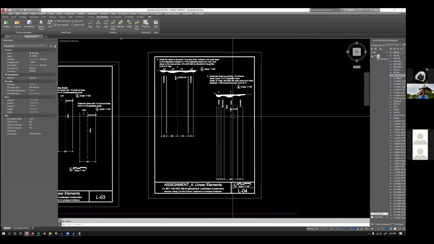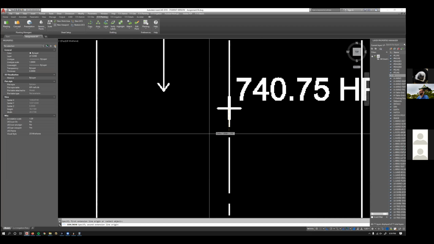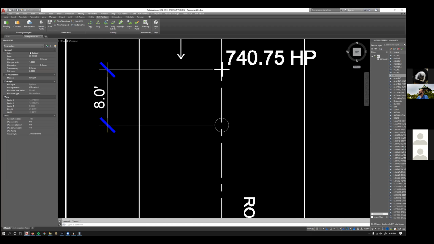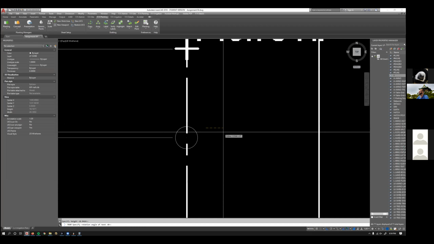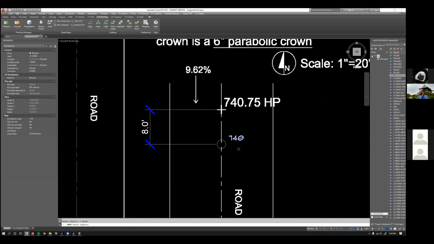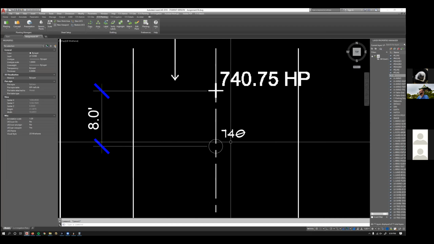So we'll go over here. We'll measure down 8 feet. And that is where our first line will be, right, 740. Yeah, that is where 740 will actually start.